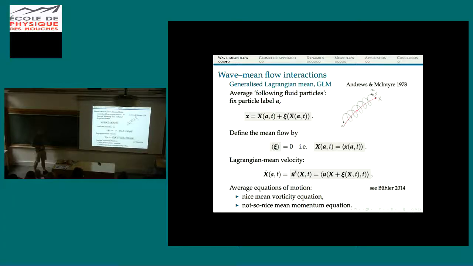Lagrangian mean velocity, which satisfy more or less the principles I showed in the previous slide. In particular, the equations are sort of nice looking. Certainly the vorticity equation that you get is very simple. The momentum equation that you get by taking this kind of average of the momentum equation is not so nice. Okay, so it's a kind of general rule that GLM is tremendously useful when you deal with vorticity, and so it's very useful for balanced flow, which are controlled entirely by vorticity.